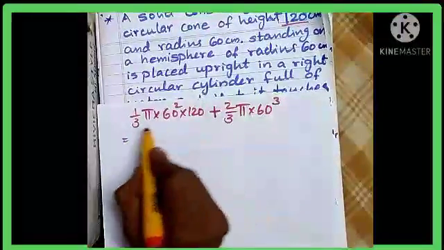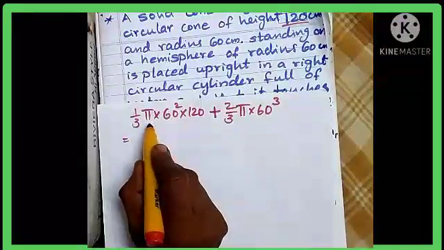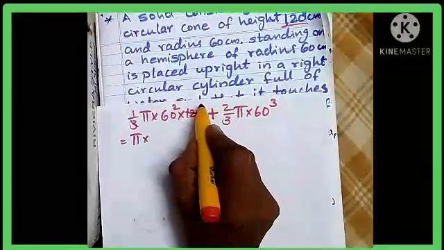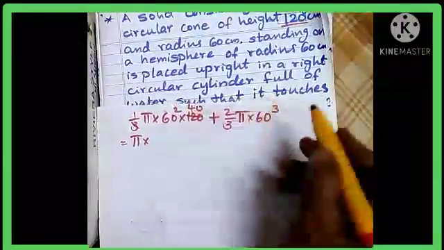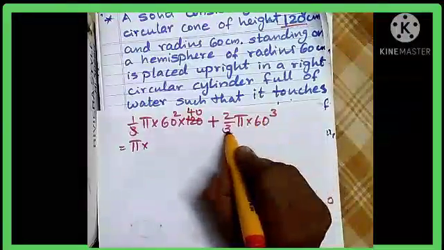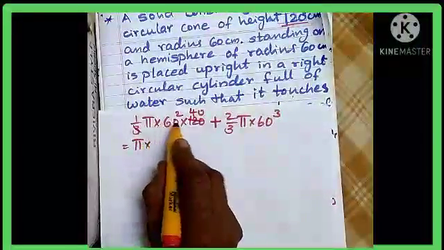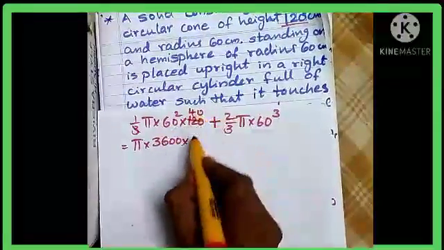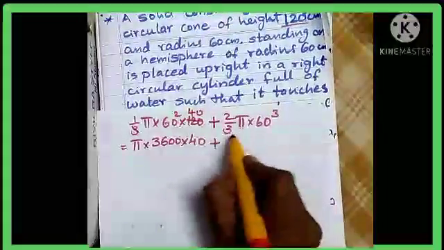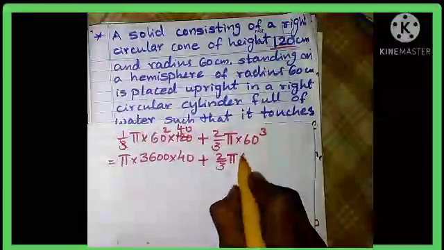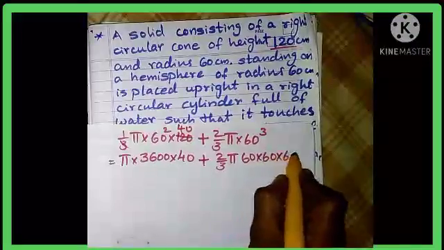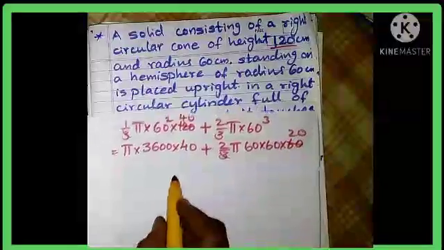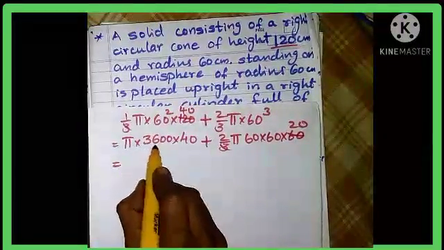Now, keeping pi as it is, here the 3 you can cancel. What is the value here? 40. And here also 60 cube is there, 3 you can cancel here. So here we are getting 60 square, that is 3600 into 40, plus 2 by 3 pi into 60 into 60 into 60. The 3 you can cancel here. What's the number you are getting? 20.